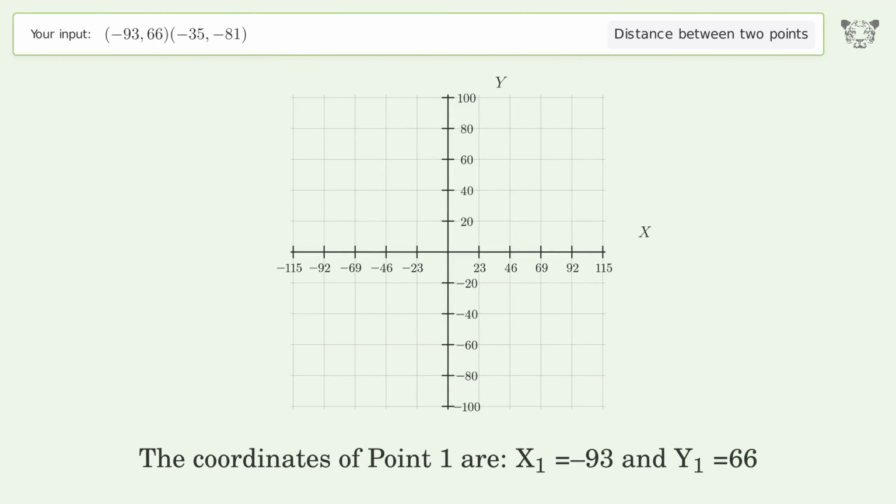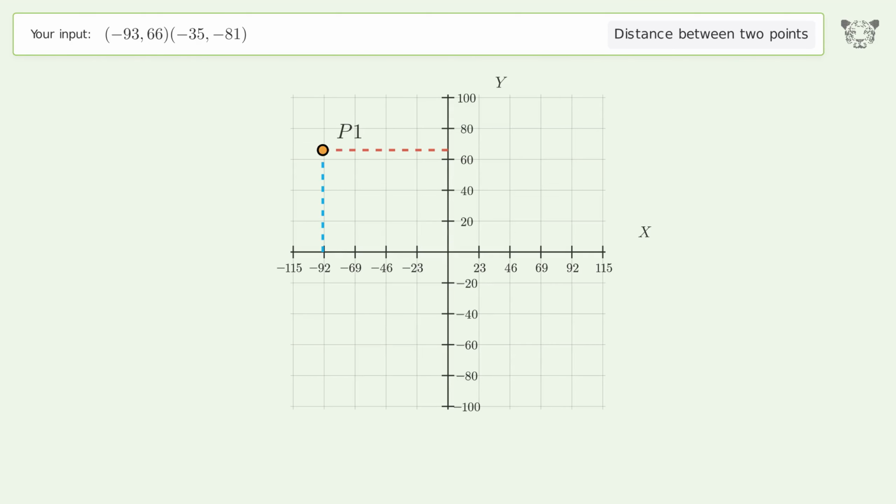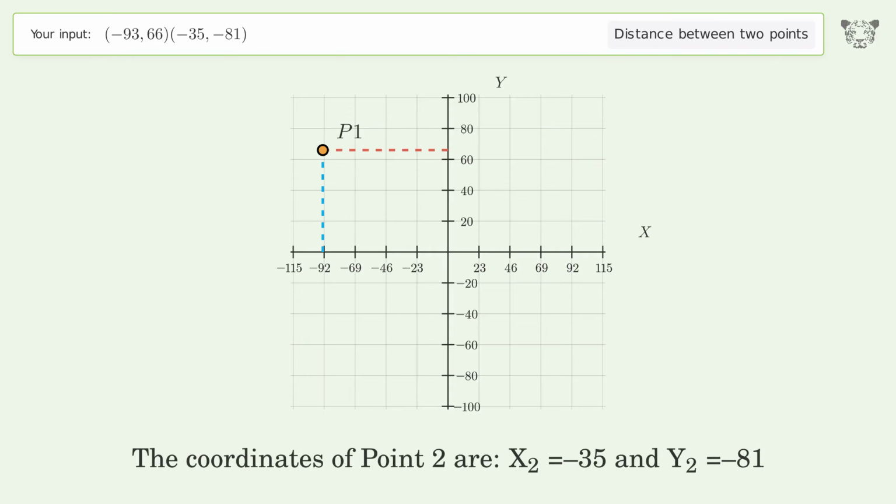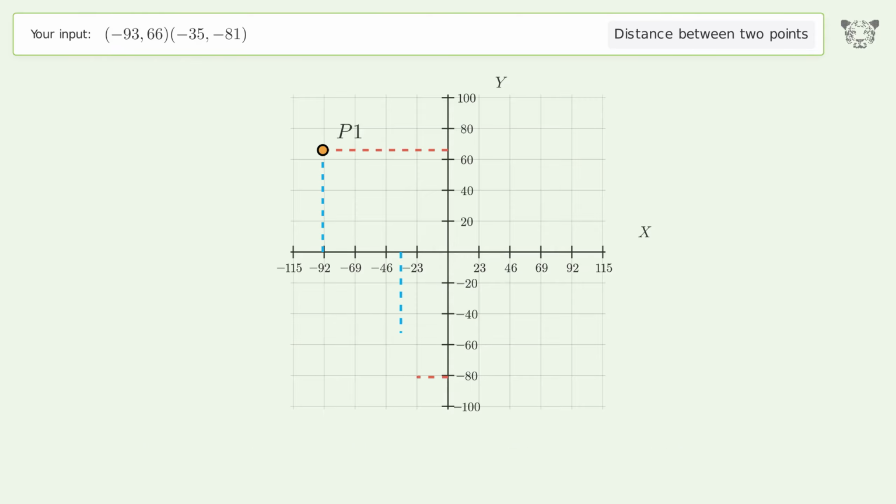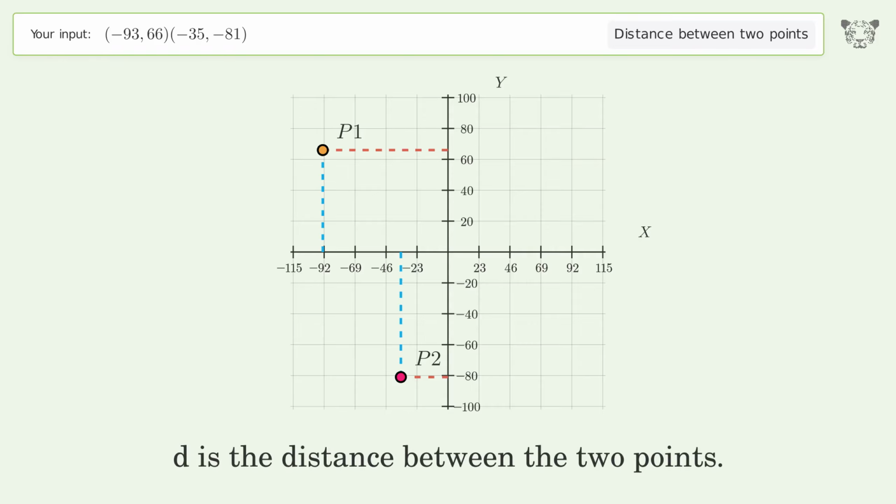The coordinates of point 1 are x1 equals -93 and y1 equals 66. The coordinates of point 2 are x2 equals -35 and y2 equals -81. D is the distance between the 2 points.